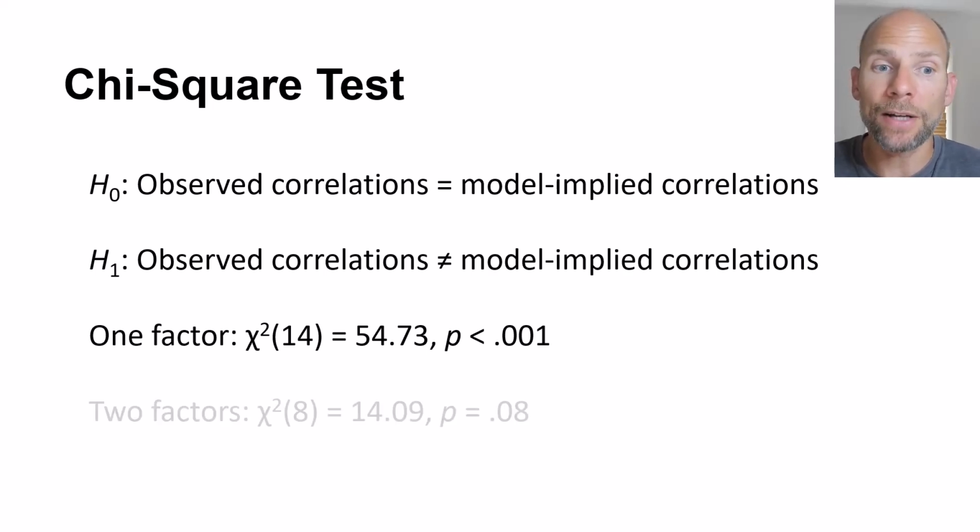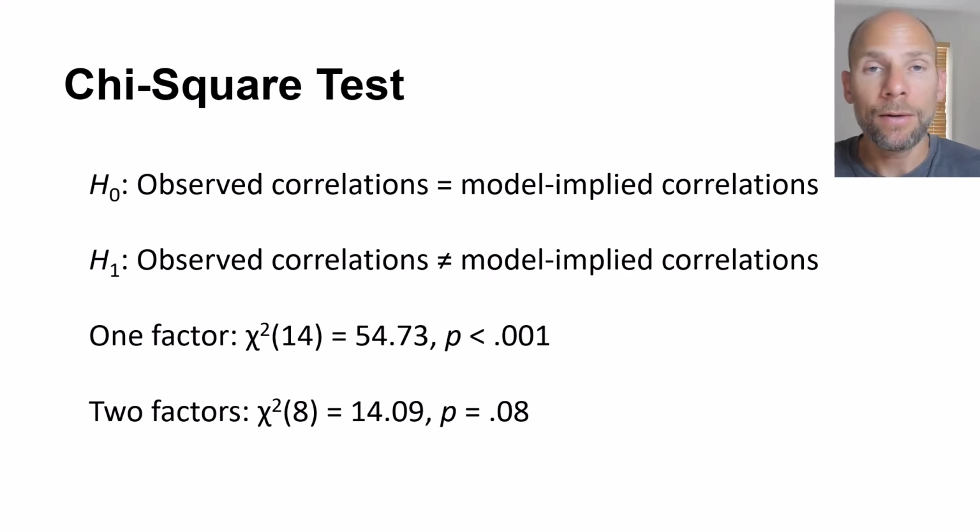Now, what about a two-factor solution? For a two-factor solution for the same correlations, I obtained a chi-square value with 8 degrees of freedom. You can see we have fewer degrees of freedom for two factors because the model is less parsimonious. We have more parameters to estimate, more factor loadings. And so the chi-square then is also markedly lower, 14.09, and the p-value is 0.08, which is greater than an alpha level of 0.05, meaning the null hypothesis that a two-factor model fits the data does not have to be rejected. So a two-factor model, according to the chi-square test of model fit, can be retained.